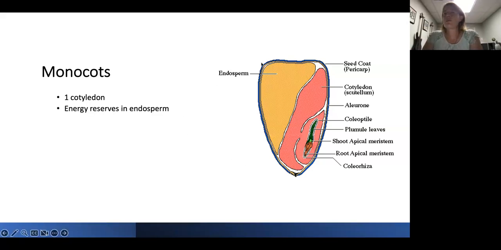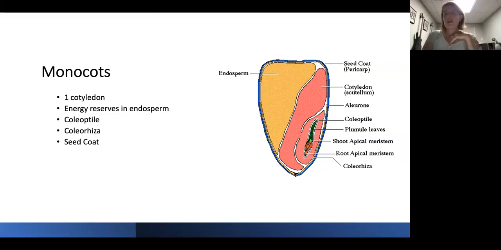They store their energy reserves in an endosperm. So when we eat grains, that's what we're eating: that starchy food reserve for the embryo. In the monocots, they have a coleoptile. This is what's going to push up through the soil. And then we have the coleorhiza, which is the seed root. That's going to be the first part that comes out during germination. And then we have a seed coat. With corn, that's actually fused to the fruit.